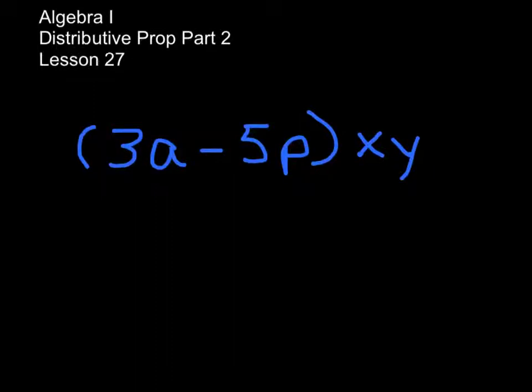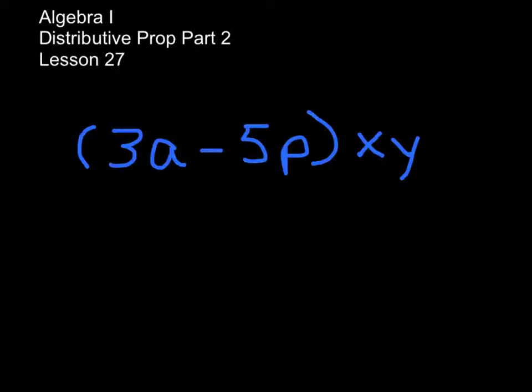This is lesson 27, and in lesson 27 there's two topics that eventually we're going to talk about. The first one is called the distributive property, part 2. And this is called part 2 because as you look at the example that I have written in the blue, we've already talked about the distributive property a little bit.